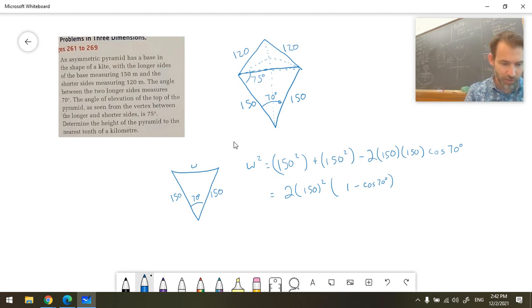Just multiply by brackets 2 times 150 squared in brackets. That'll do it. I don't need memory. Equals. So 29,609, and then I take the square root of that. 172. So there's 172 meters along here. So this W equals 172.